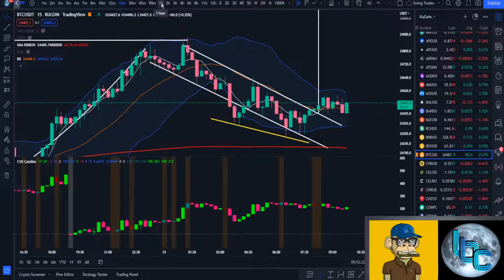How's CVD treating me? I'm still going through it. I've only known this indicator for a couple of days now, so I'm still figuring it out. Still analyzing. I've got to do a lot of backtesting to figure out exactly what's going on inside of these candles.